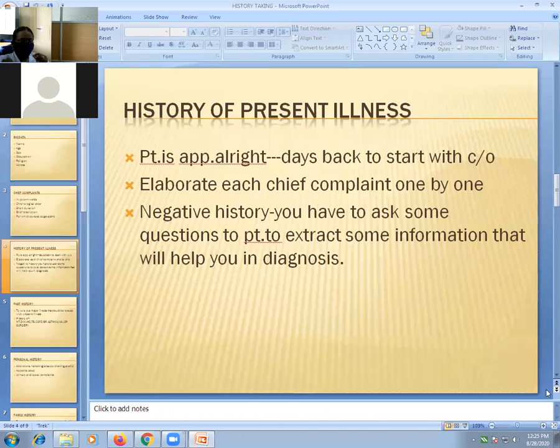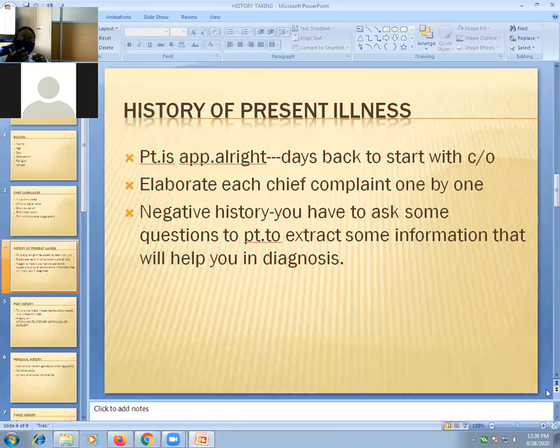Then after description of each chief complaint, you have to take the negative history. What is meant by negative history? These are the complaints told by the patient, and you describe the complaints. But if you are not satisfied with the patient's description or complaints, or you are not able to reach any conclusion, or you want to ask some other questions so as to make a conclusion about the provisional diagnosis, you have to ask some questions and extract the information from the patient.